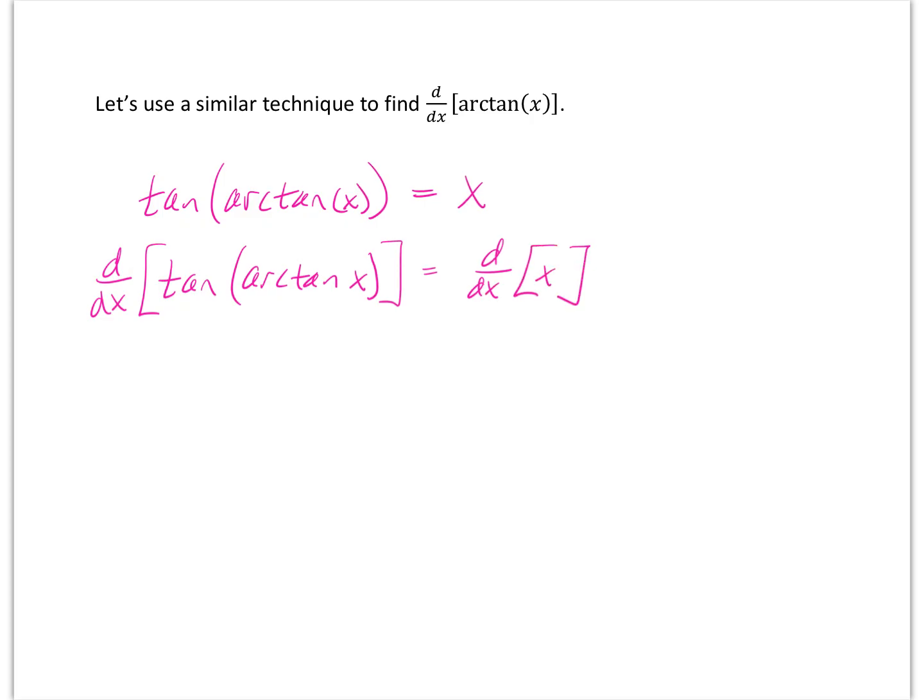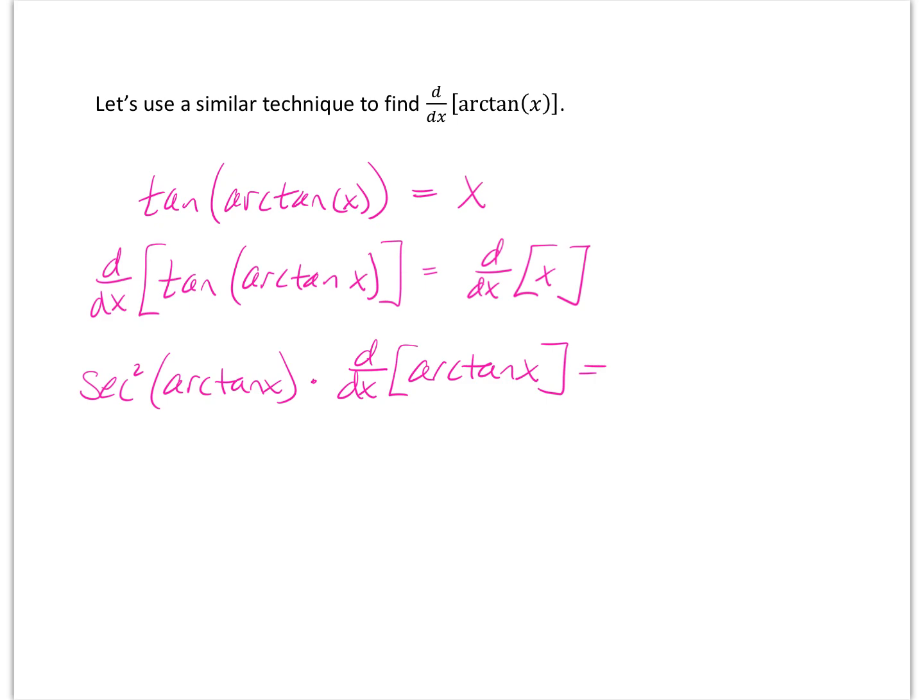Okay, so the derivative of the tangent of the arctangent. So my inside function is arctan, my outside function is tan. This is a chain rule problem. This is the tangent of some stuff. So remember the derivative rule for tangent. We wrote it on the first slide today. The derivative of tangent of x is secant squared x. So the derivative of the tangent of some stuff is going to be secant squared of the stuff times the derivative of the stuff.